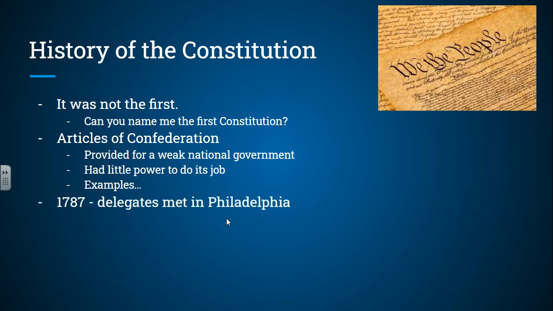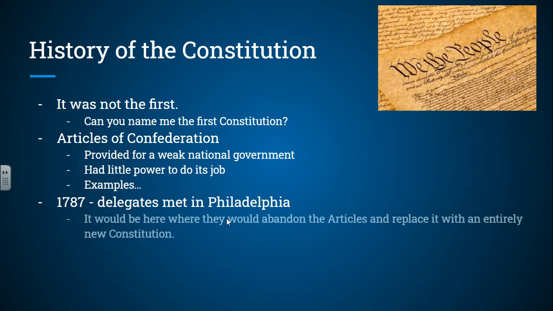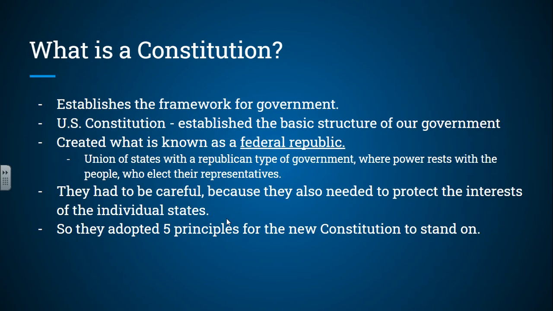1787, we know delegates are going to meet in Philadelphia. And it would be here that they're going to abandon the Articles of Confederation and replace it with a new Constitution, the Constitution that we know of today. All right. So let's say, what is a Constitution? Hopefully this isn't a new term for you, but a Constitution is what establishes the framework for government.